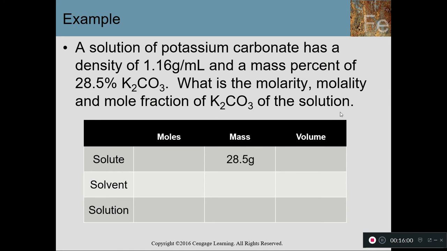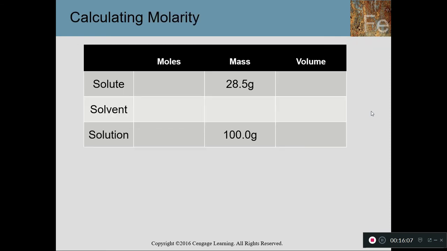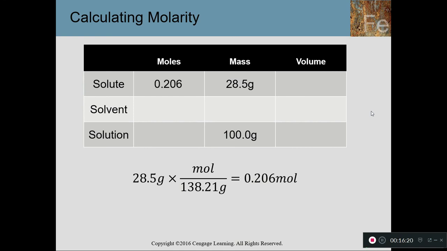That means I have 28.5 grams out of a total of 100 grams. So if I do some quick math, okay, it's not really that quick math, I can figure out the number of moles I have of the solute. I calculate the molar mass of potassium carbonate. So I know I have 0.206 moles of solute.